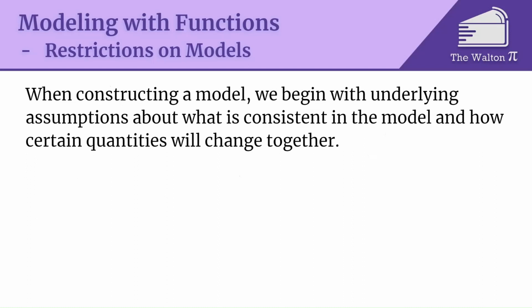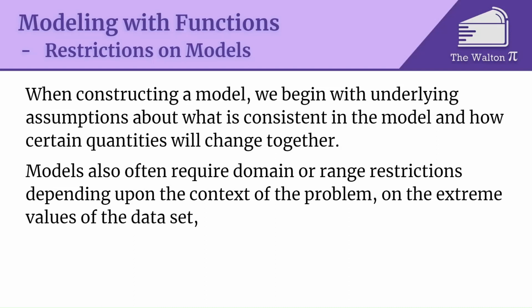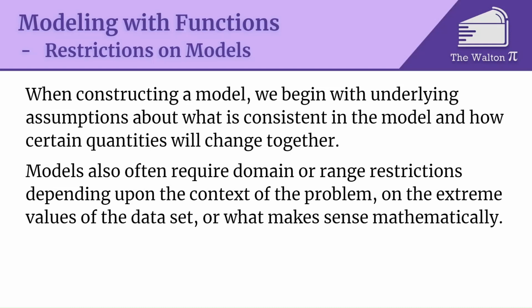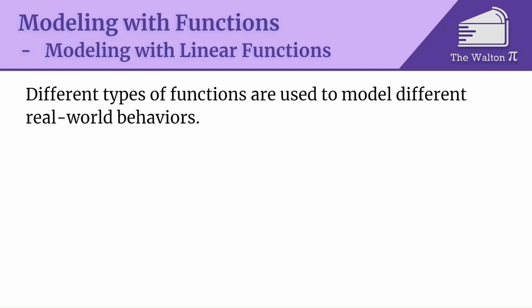So when we construct a model, we're always going to have underlying assumptions about what's consistent in the model and how different quantities can change together. Because of that, we're going to often require domain or range restrictions depending on the context of the problem. We're going to need to also look at the extreme values of the dataset. That might impact the domain or range restrictions we have to pick. And sometimes we might even have to choose what makes sense mathematically. For example, with the cannonball problem, we had to restrict the domain because not all the values of t were going to make sense. And then once a model has been made, it can then be used to draw conclusions about the modeled data and behavior.